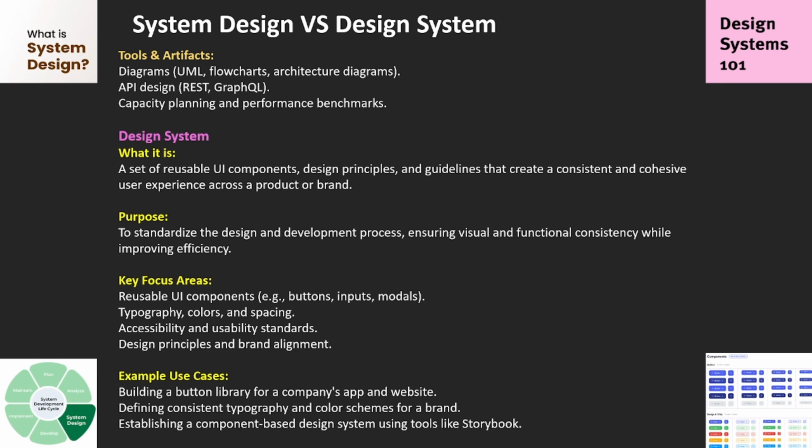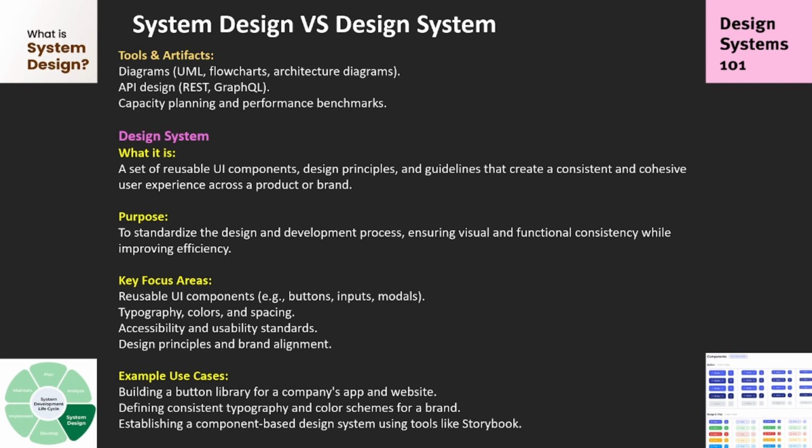Okay, whatever I explained, now come back to the design system and what it is: a set of reusable UI components, design principles, and guidelines that create a consistent, cohesive user experience across a product or brand, guys. The purpose: to standardize the design and development process, ensuring visual and functional consistency while improving efficiency. Key focuses: reusable UI components, for example buttons, inputs, modals, typography, colors, spacing, accessibility, usability standards, design principles, brand alignment. For example, the use cases: building a button library, a company's app and website, defining consistent typography and color schemes for a brand, establishing a component-based design system using tools like Storybook.